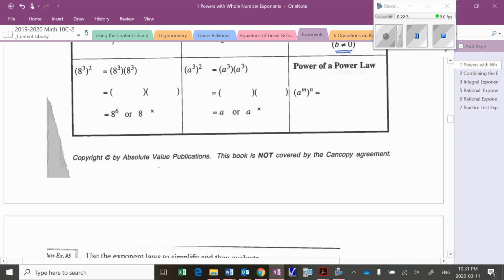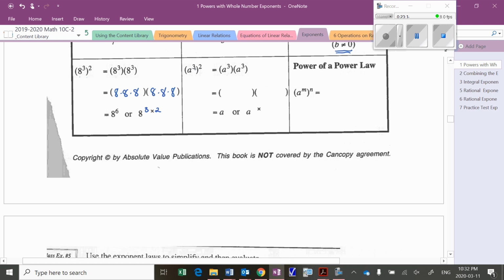Okay, the last one of course is power of a power law. So we've got the power 2 on top of the other power 8 cubed, and so the base for the exponent 2 is 8 cubed, so we're looking at 8 cubed times 8 cubed, because the exponent 2 tells us to multiply the base 8 cubed by itself. If we expand it further, we're looking at 8 times 8 times 8 times 8 times 8 times 8, or 8 to the 6, or 8 to the 3 times 2. So we realize in this case we're multiplying those exponents together.